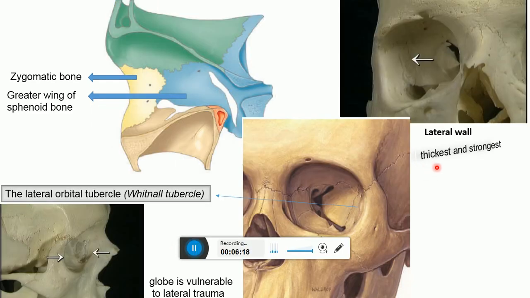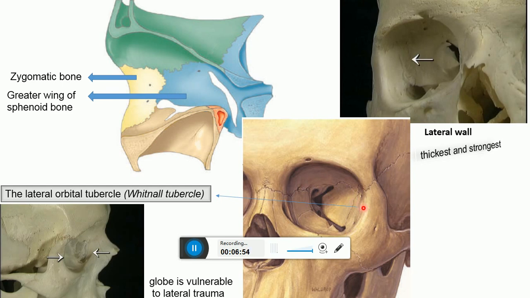Now the lateral wall, which is the thickest and the strongest wall. It consists of two bones, the greater wing of the sphenoid, here you can see, and the zygomatic bone. The anterior half of the globe is vulnerable to trauma because it protrudes beyond the lateral orbital margin. So the anterior half of the globe is vulnerable to trauma.